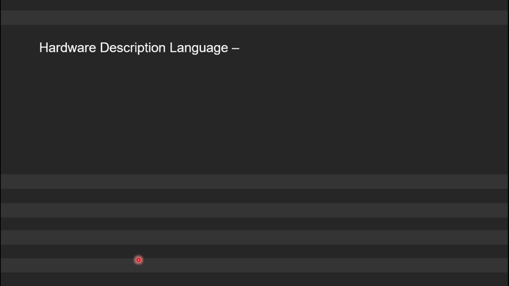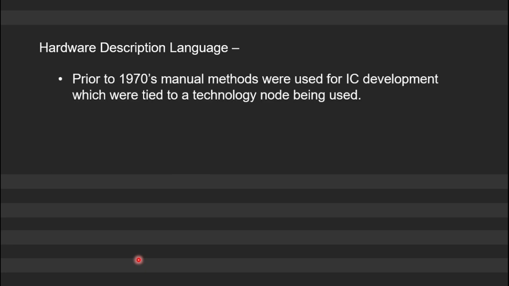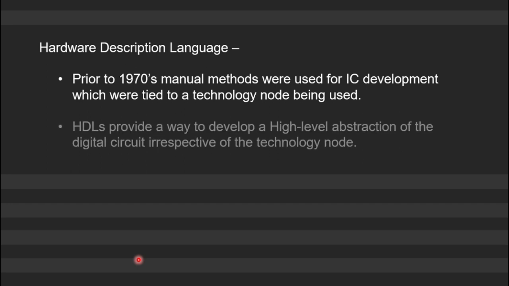Before going into further details about HDL and Verilog, we should know why we are using a hardware description language. Prior to the development of HDL, ICs were developed using manual methods which were time consuming and labor intensive. But due to the exploding complexity of digital electronic circuits since the 1970s, chip designing using manual methods started to become a tedious task because the functionality of the chip is increasing, right? So this is where HDLs came into the picture.